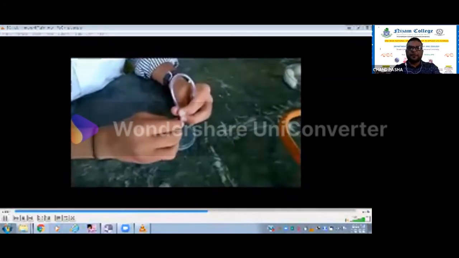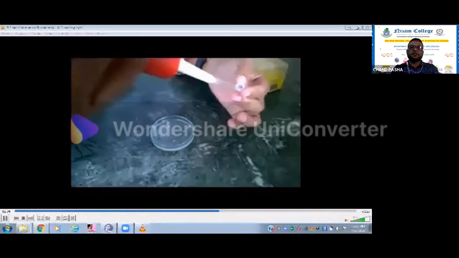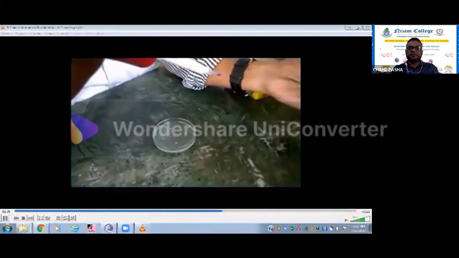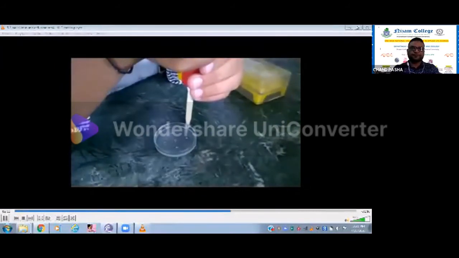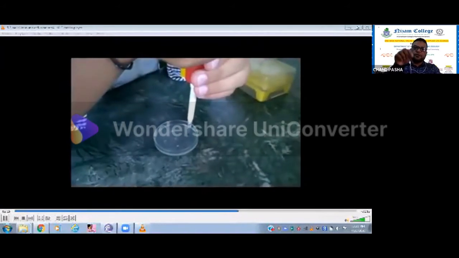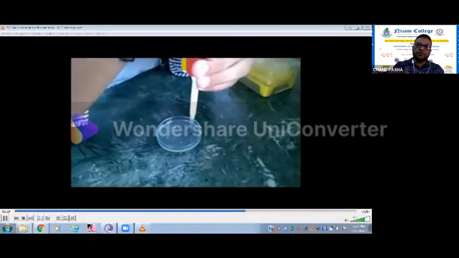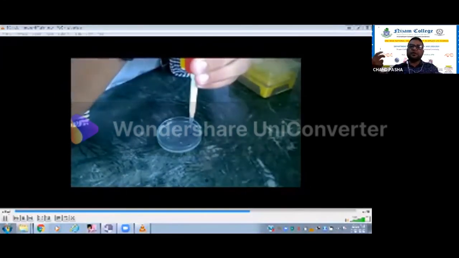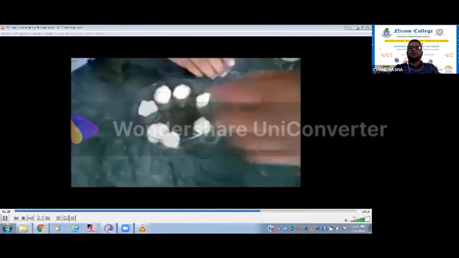You first make a puncture and apply negative pressure with a syringe, so that the agar comes out as a block. Then 10 microliters of standard samples, whatever antigens you need to measure, will be loaded, 10 microliters of antigen at each well. After adding the antigens, you keep it in moist conditions overnight.